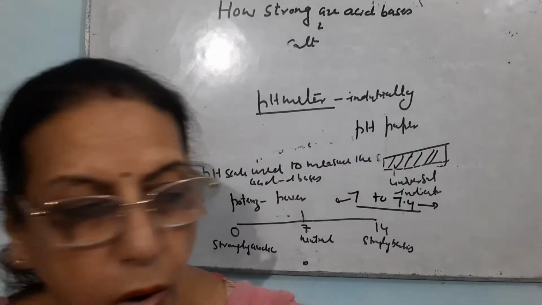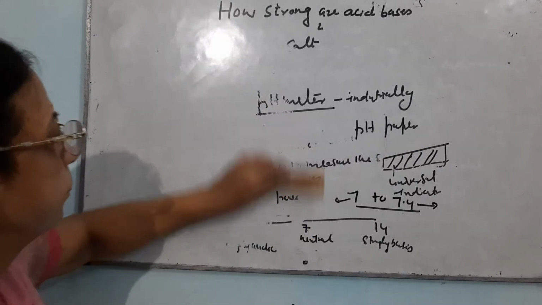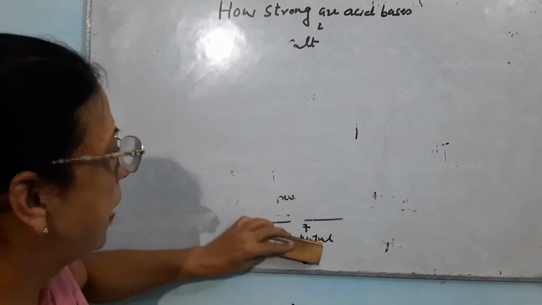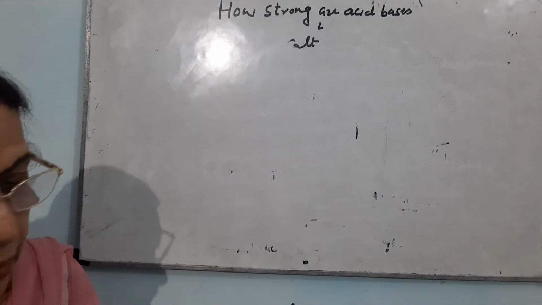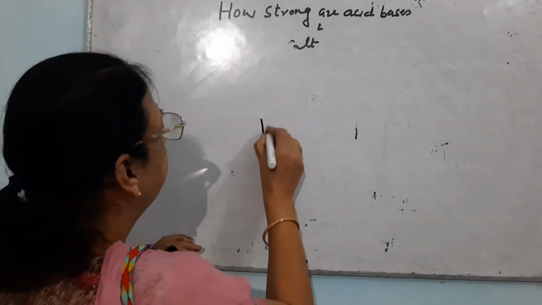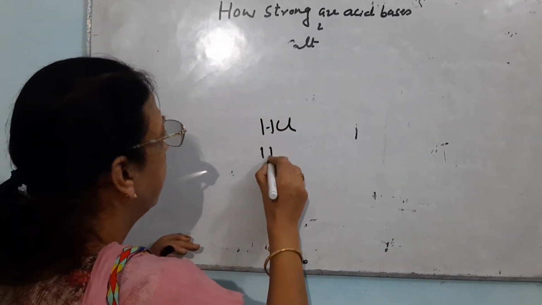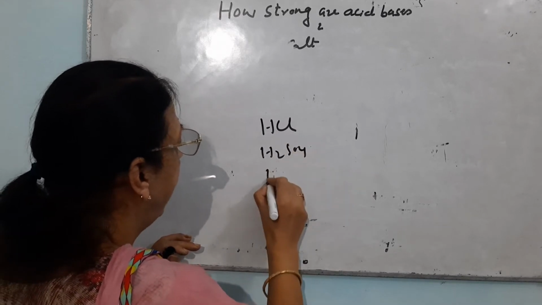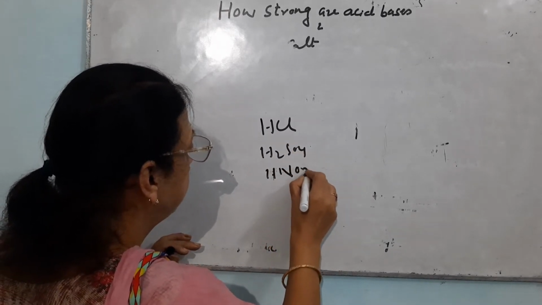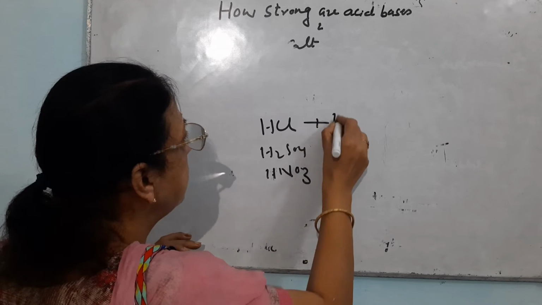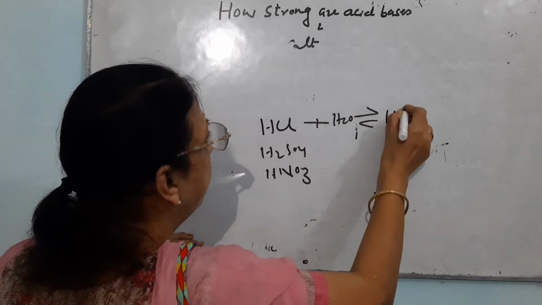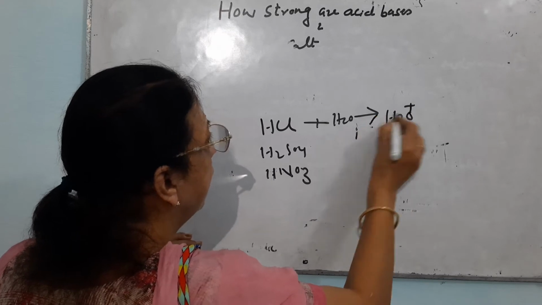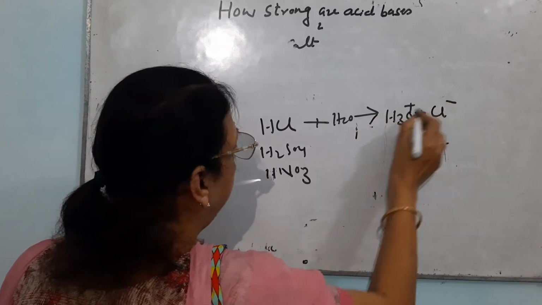All the strong acids, which are strong acids? We have studied 3: HCl, H2SO4, HNO3. These will dissociate completely to give hydronium ions and, for example, chloride ions.